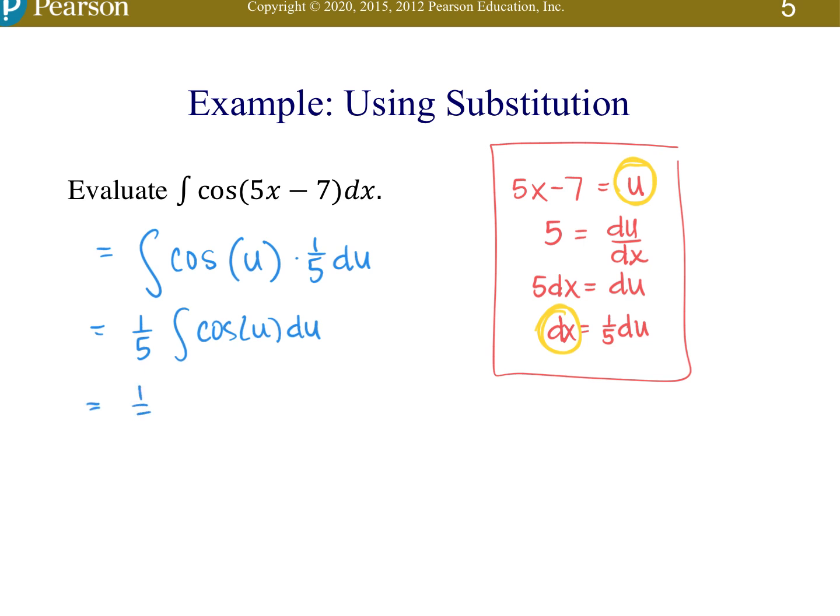Then I can do my antiderivative. So the 1/5 just sits out in the front. The antiderivative of cosine is sine of u plus c.